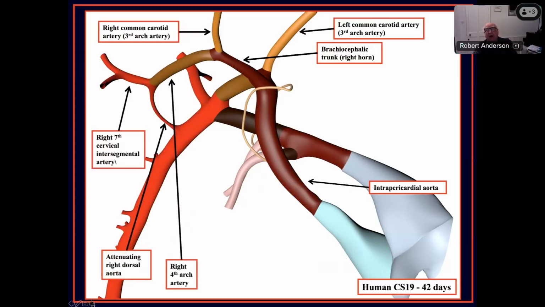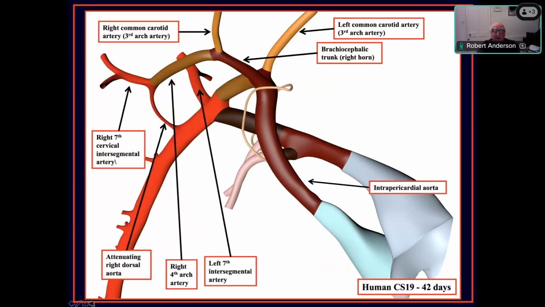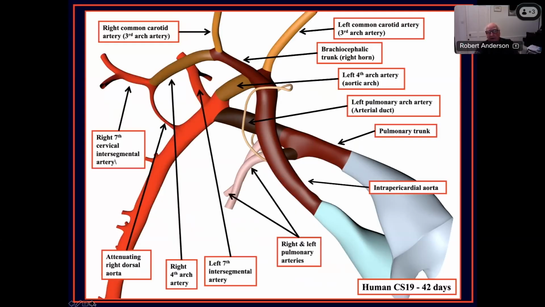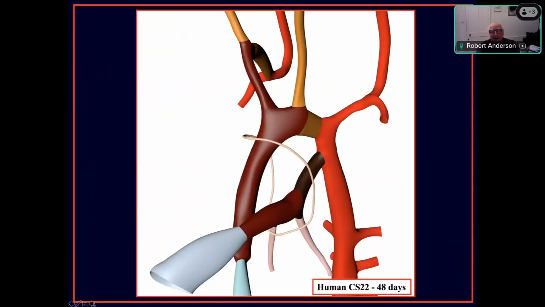If we look on the left side, again, we have the left third arch artery forming the left common carotid artery, and whereas on the right side, the left seventh segmental artery will eventually become the subclavian artery, you note now that it is nearly opposite the left fourth arch artery and also opposite the left pulmonary arch artery, which will become the arterial duct. And that is continuous proximally with the pulmonary trunk. The right and left pulmonary arteries arising now from the caudal margin of the aortic sac.